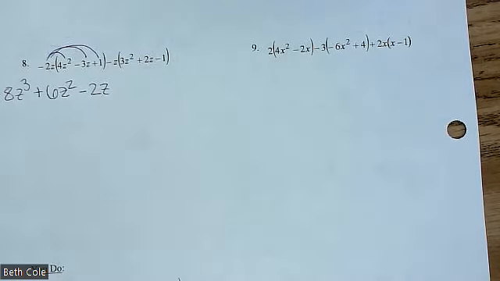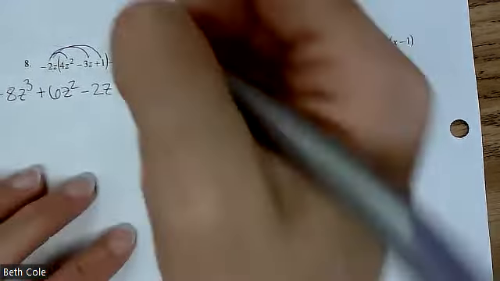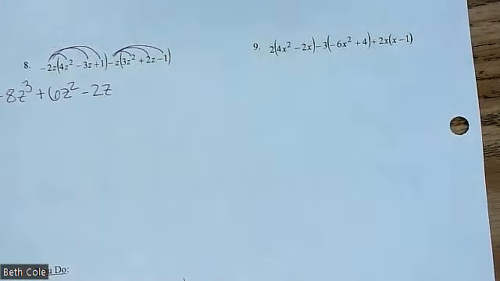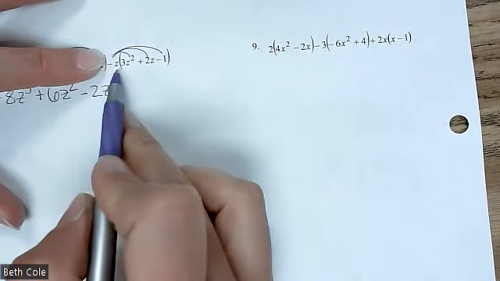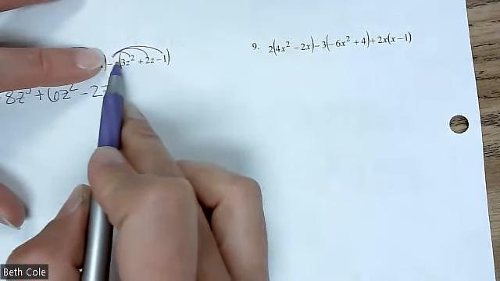This next one also has a negative. So you have to be really careful. That negative comes with you when you distribute. So you're doing negative z times each of these. So what will it be for the first one?